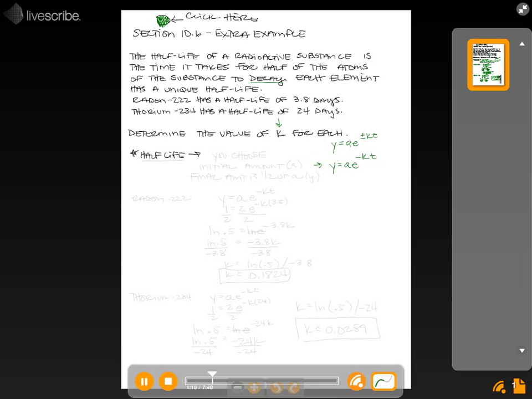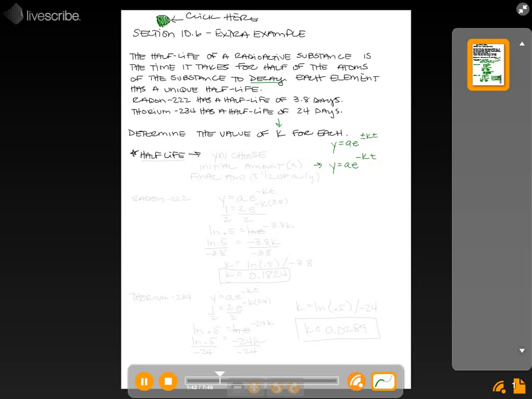Now the concept that gets most people confused is this idea of a half-life. Because if we're looking at this problem, it doesn't tell us how much either radon or thorium we started with. All we know is that after so many days, that amount that we started with is going to be half gone. So here's my helpful point.